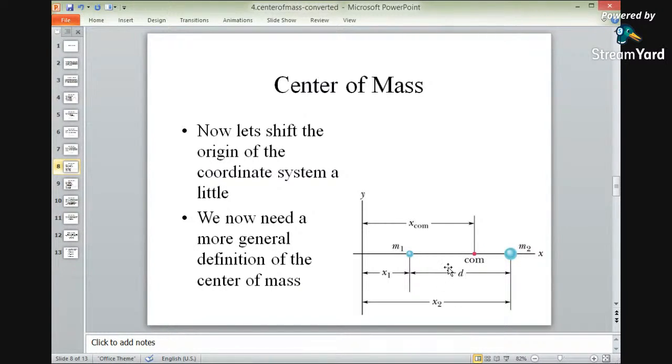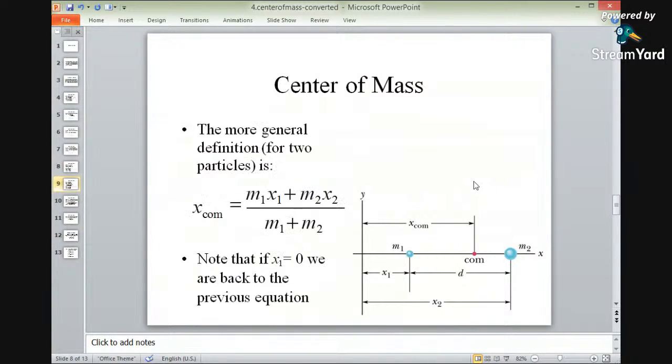In the previous case, we took m1 at the x and y axis origin, but here it is at some distance x1, and m2 is separated from the axis by a distance x2. What about the distance between the two masses? The intermediate distance is nothing but small d. So here is again a different case for the center of mass.